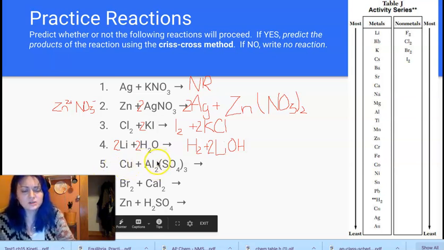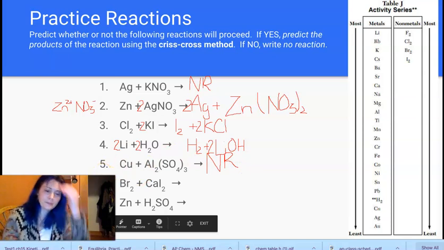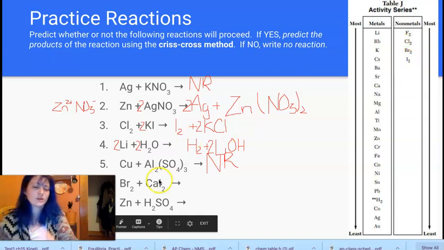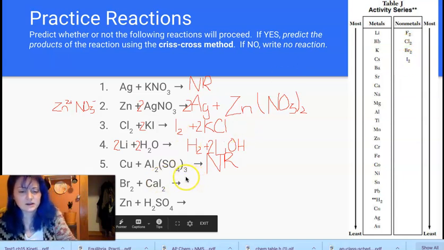Copper plus aluminum sulfate. So you have copper is at the bottom, aluminum is right here. So aluminum is more active than copper, so aluminum would rather be bonded than copper would. In the reactants, aluminum is already bonded, so copper is not going to replace aluminum here, so we would say no reaction for number 5. And 6, again, you're looking at anions here. So you've got bromine and iodine coming over to the chart. Bromine is more active than iodine, so bromine will replace iodine in this compound.